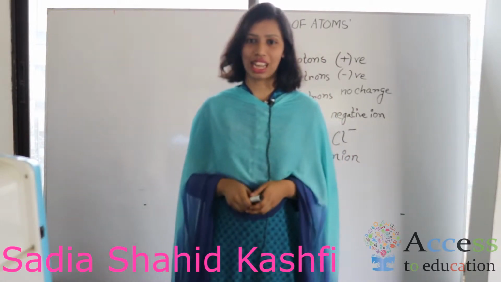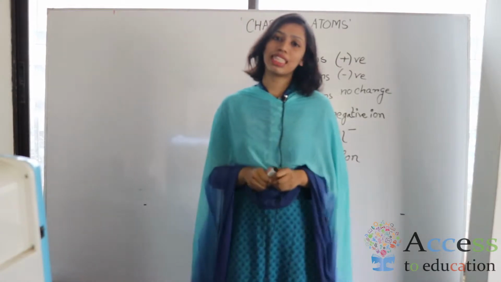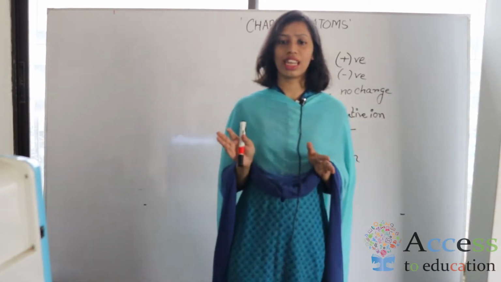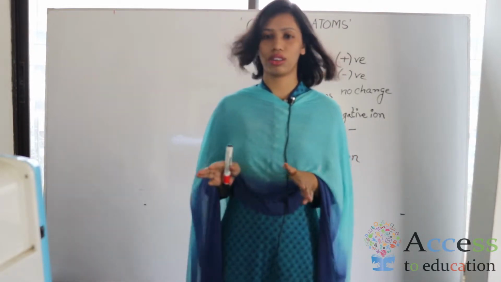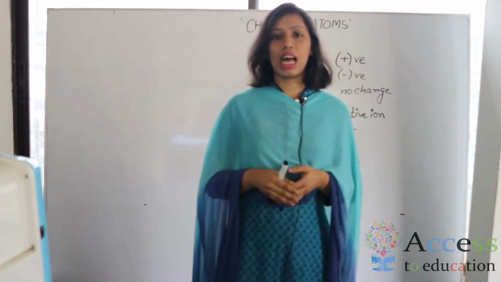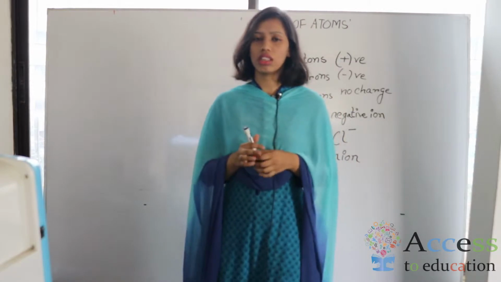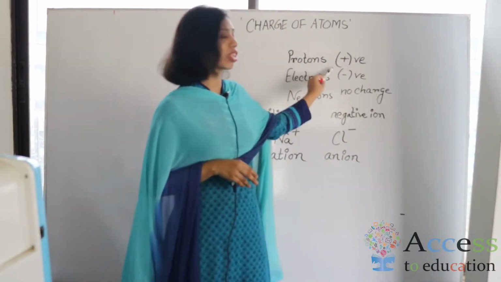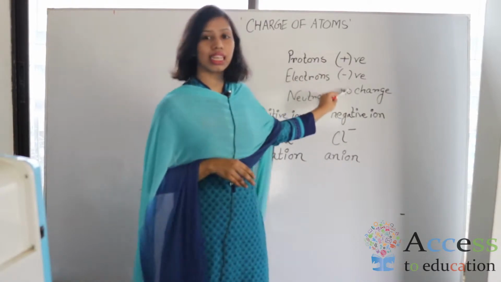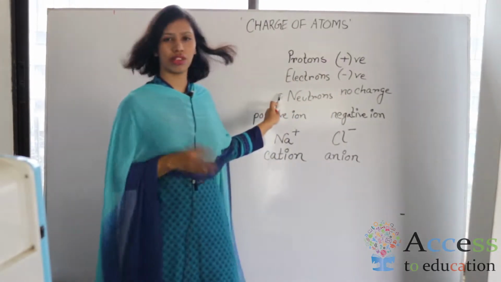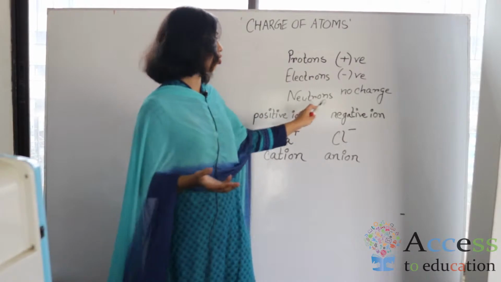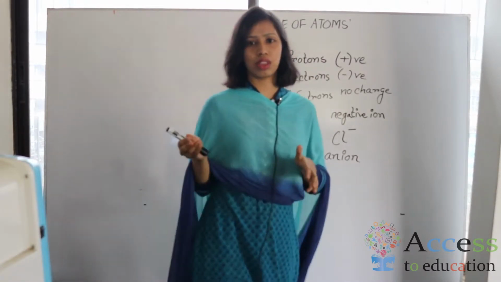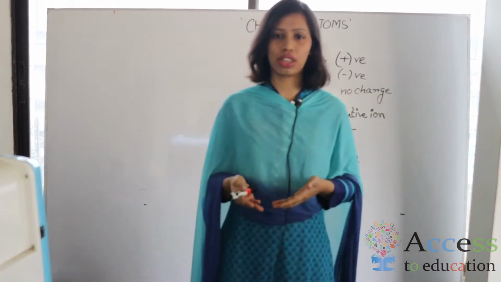I'm Sadia Shahid Kashre. Today we will be discussing the charge of an atom. So, are atoms electrically neutral or do they have a charge? Now, as we know, atoms consist of three particles: protons, which are positively charged; electrons, which are negatively charged; and neutrons, which are basically chargeless, uncharged, or have no charge. Now, what is the charge of an atom actually?